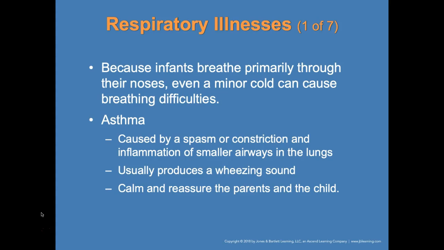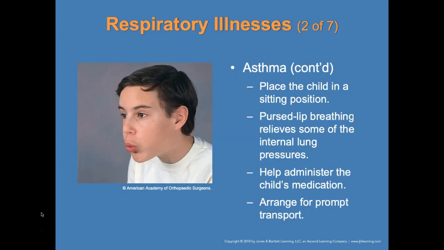We need to calm and reassure the parents of the child. Asthma can occur in children older than 1 year. It rarely occurs during the first year of life. We need to be keeping an eye out on this. Once again, our primary treatment is going to be calming that patient and ensuring both the patient's parents and the child. Tell them we're doing everything we can.